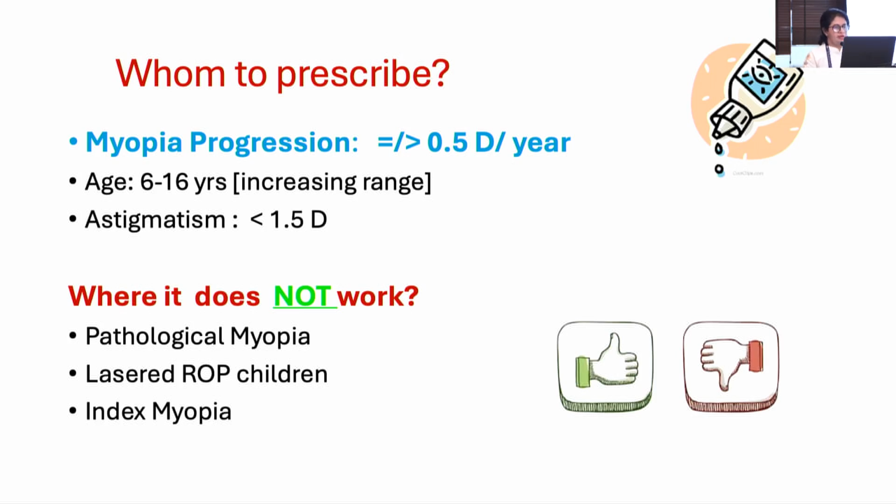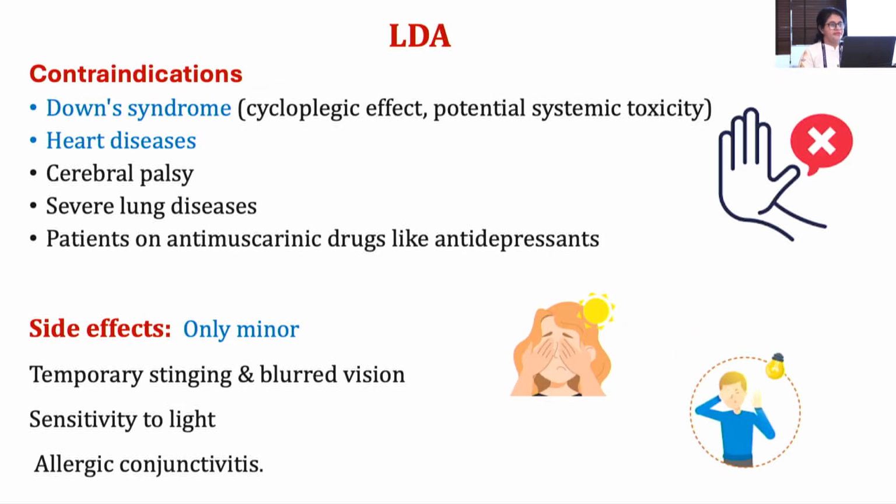Whom to prescribe? That is myopia progression of more than 0.5 diopter per year between 6 to 16 years of age, astigmatism less than 1.5 diopters. And where it does not work: pathological myopia, lasered ROP children, and index myopia. Contraindications, there are only relative ones, that is Down syndrome, severe heart diseases, etc. And side effects, these are only temporary minor side effects like temporary stinging, blurred vision, sensitivity to light, etc.